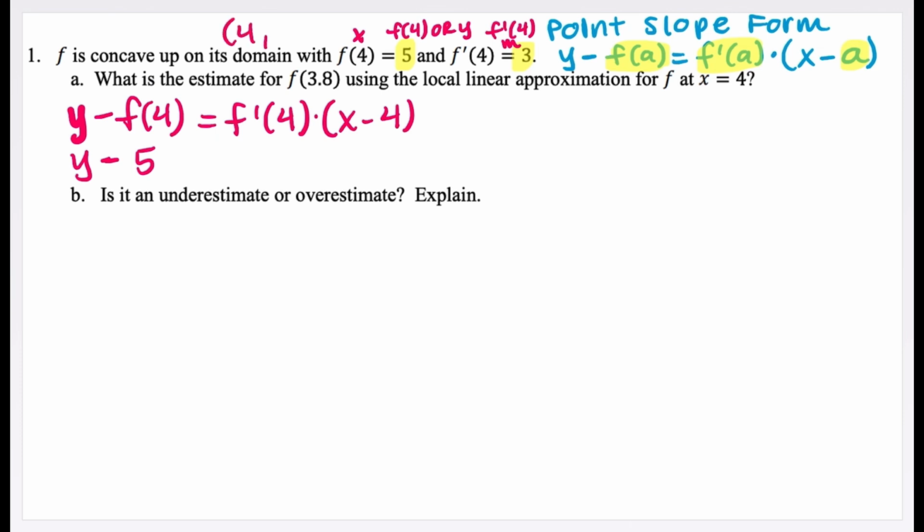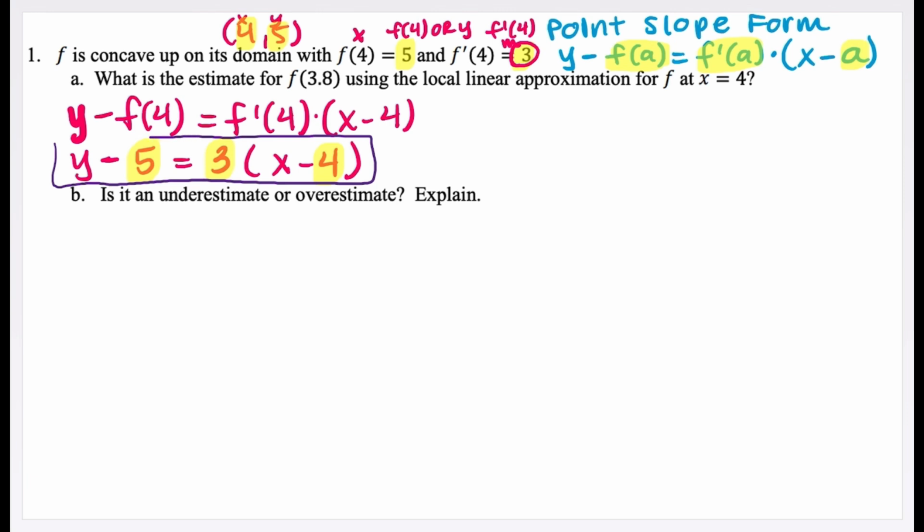The point was 4, 5, the point on the original function. That is my x, that is my y. So this is the y from the point. Then I'm going to find the slope of the tangent line, which is the derivative at that point. So that's going to be 3 times x minus 4. This is just the y value from the function, this is just the x value from the function, and this is just the slope of that tangent line, or the derivative at that point. So this equation that I've just crafted is the equation of the tangent line to f at 4.